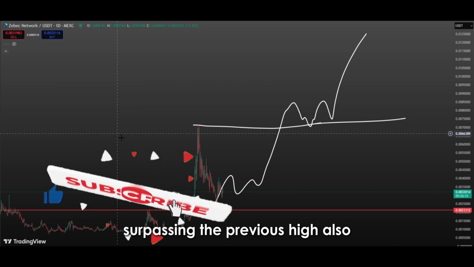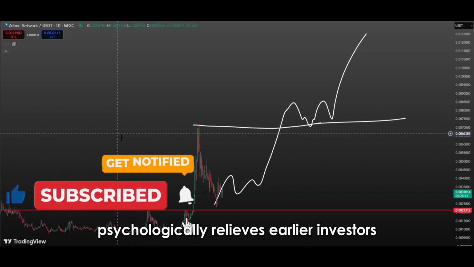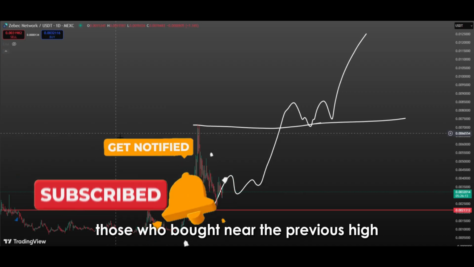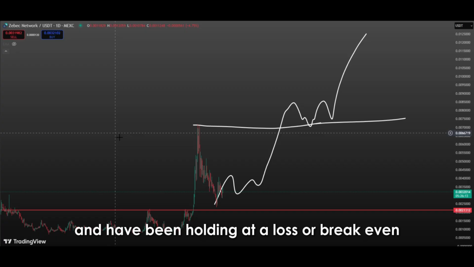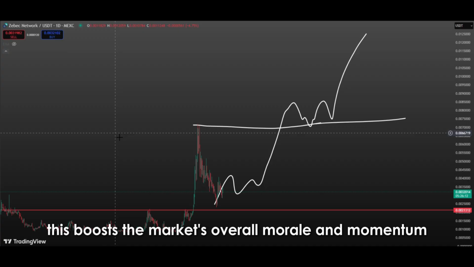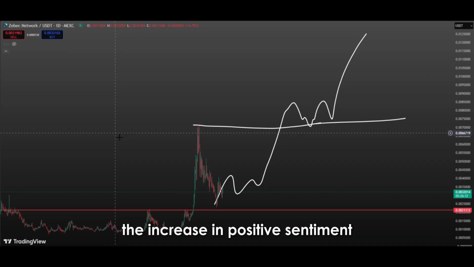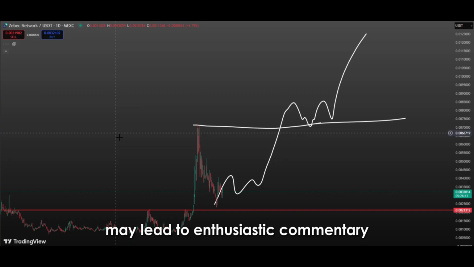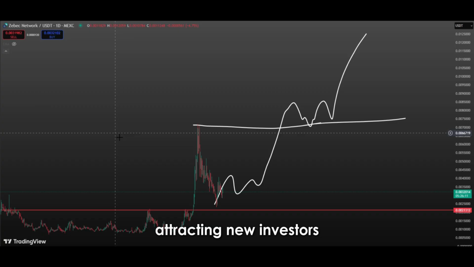Surpassing the previous high also psychologically relieves earlier investors. Those who bought near the previous high and have been holding at a loss or break even can finally return to profit. This boosts the market's overall morale and momentum. The increase in positive sentiment may lead to enthusiastic commentary across social media and communities, attracting new investors.